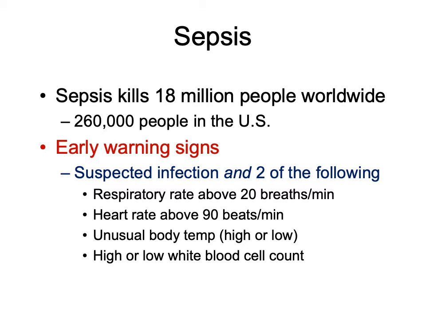There may be an unusual body temperature, again, high or low. Hyperthermia or hypothermia may occur. The body is not able to regulate the temperature. You may have a high white blood cell count, or you may see a low white blood cell count. But these are early warning signs of sepsis, and we must be aware of them. So a suspected infection and two of the following early warning signs is important to look for.